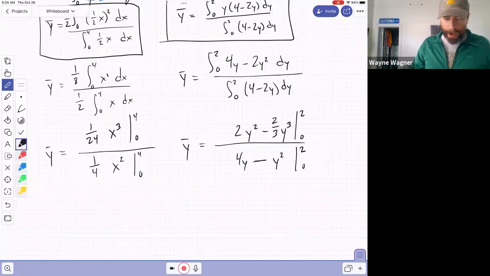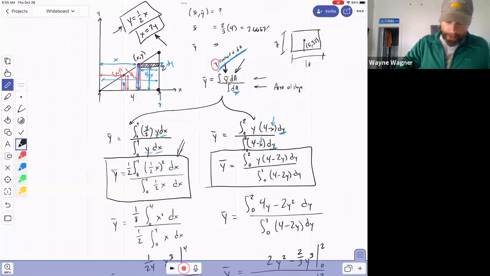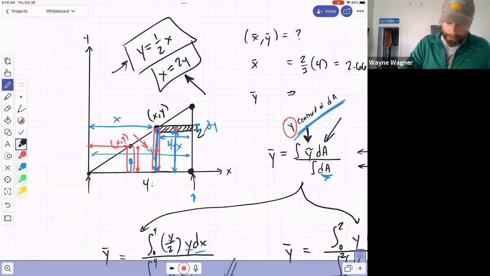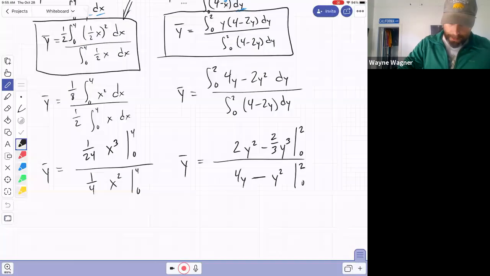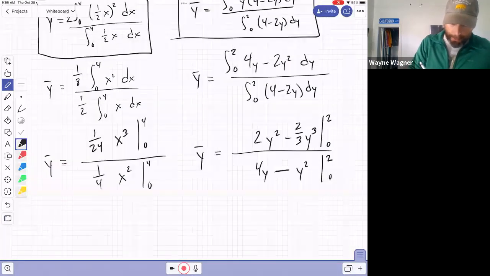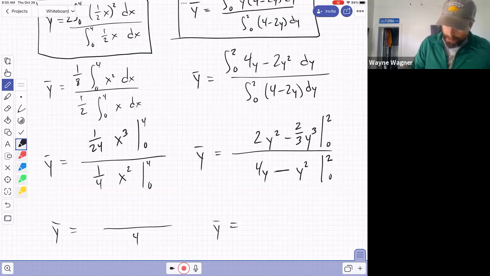Now notice the bottoms. The bottom, that's just the area of the triangle. So in this case, what's the area of this triangle? Well, it's 4 times 2 divided by 2, so that's going to be 4. So in both cases, we should end up with 4 on the bottom. If I do the bottom of this one, I do indeed get 16 divided by 4, which is 4. And if I do the bottom over here, I get 8 minus 4, which is 4.